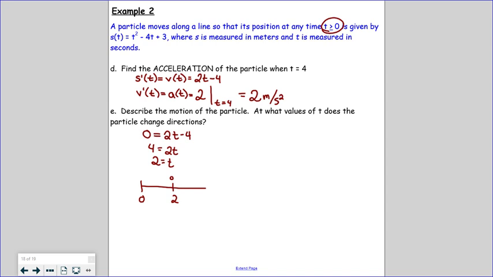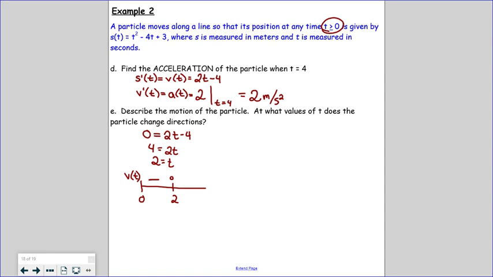I just need to know if it's a positive number or a negative number. So if I were to plug 1 into this function, I'd have 2 minus 4, which is a negative number, right? So our velocity function would be negative in that interval.